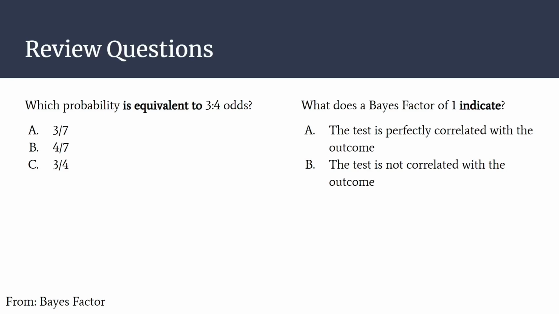The next question asks, what does a Bayes factor of 1 indicate? Well, what does it mean? The answer is B. In context, if the prior gets updated by a factor of 1, that means it doesn't change at all, and the test tells you nothing.